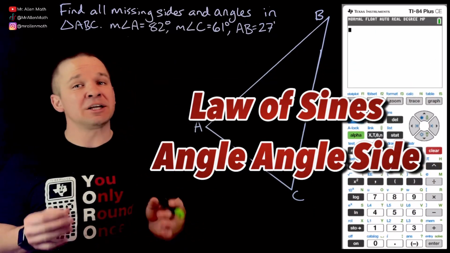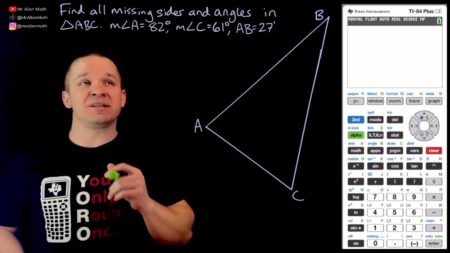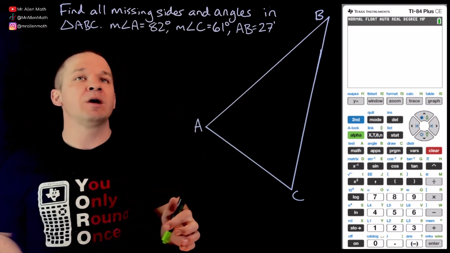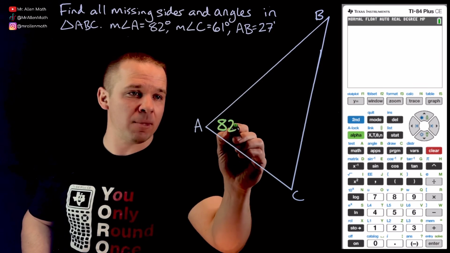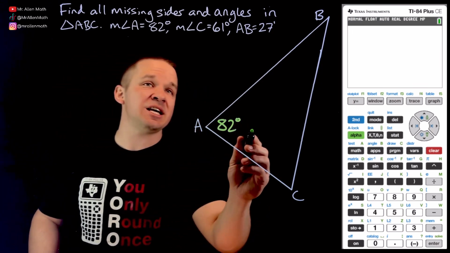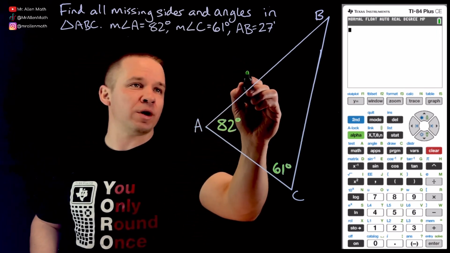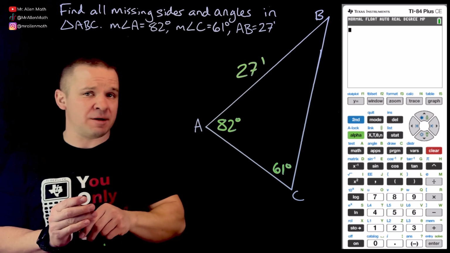In this video, we're going to be using law of sines to solve this triangle ABC. So we've got to find all missing sides and angles in triangle ABC, sometimes referred to as "solve the triangle." We're given that the measure of angle A is 82 degrees. I'll go ahead and mark that. The measure of angle C is 61 degrees. Mark that. And then I've got AB is 27 feet. All right, so what kind of situation am I dealing with here?